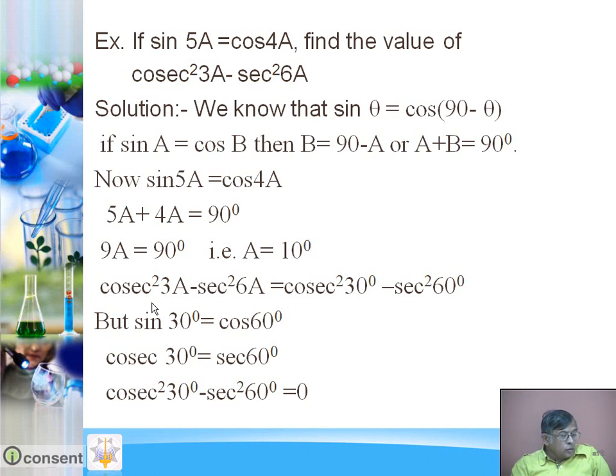So cosec square 3a minus sec square 6a is equal to cosec square 30 degrees minus sec square 60 degrees. But sin 30 is equal to cos 60. Sec 30 is equal to cosec 30 is equal to sec 60. So cosec square 30 minus sec square 60 is equal to 0.